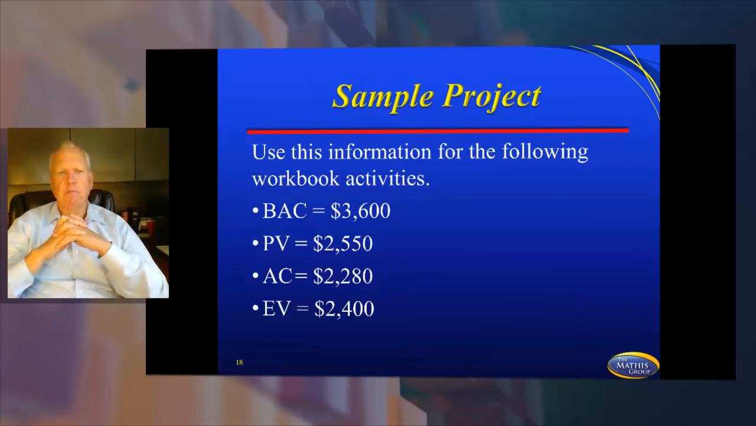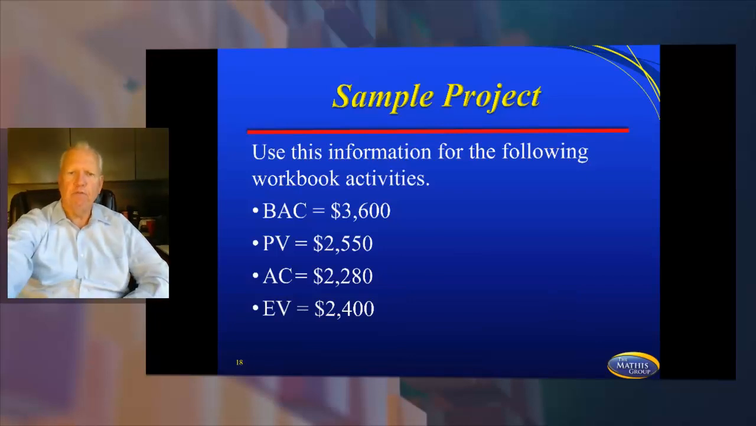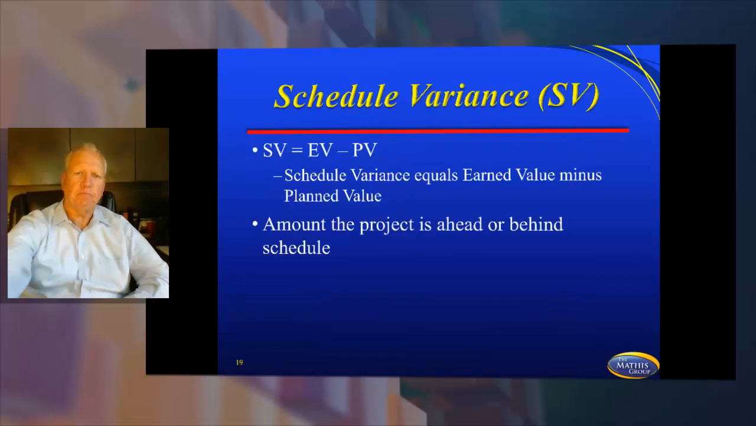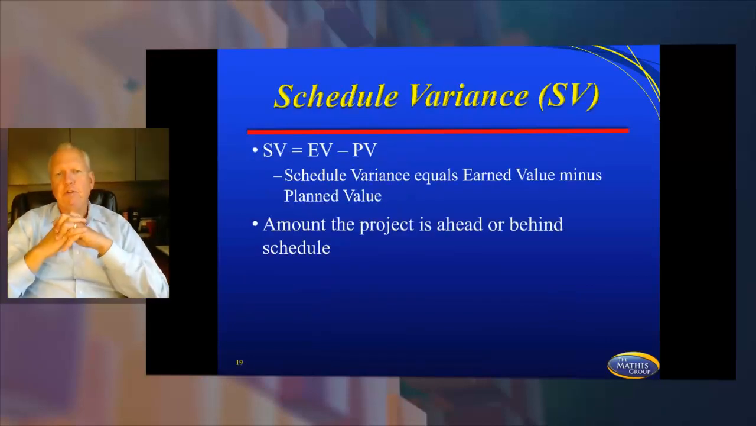So let's take a sample project and work through this. Let's say we have a project with a budget of $3,600 and a planned value of $2,550 and an actual cost of $2,280 and an earned value of $2,400. So we do a schedule variance. It's earned value minus planned value. It's the amount the project is ahead or behind schedule.